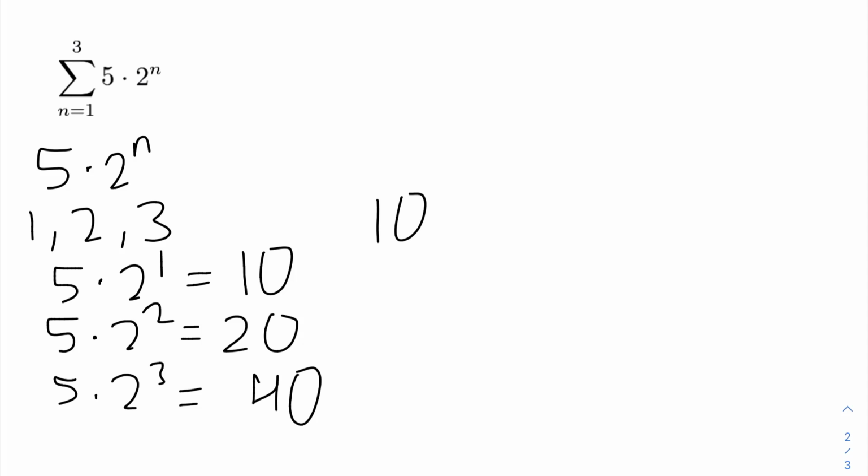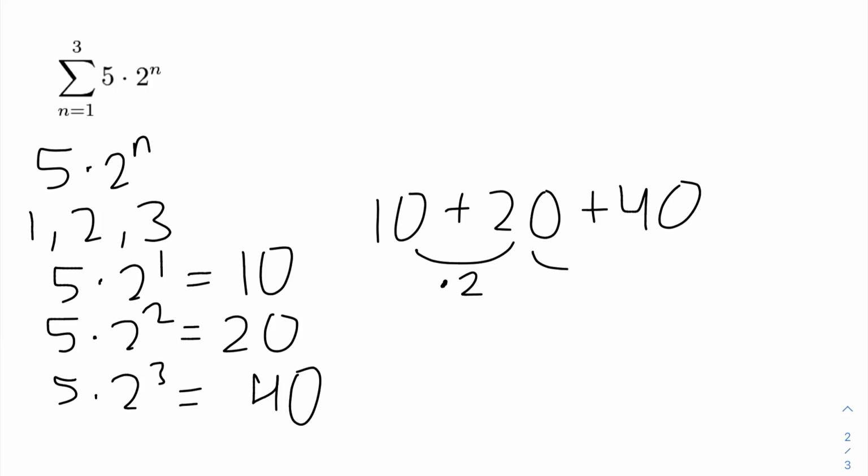So now we're going to have 10 plus 20 plus 40. Now notice that this time, this is going to be a geometric series because our starting value is 10 and each other term is 2 times the previous term. So this is just to show that sigma notation can be any series, not just an arithmetic series. Now the sum of 10 plus 20 plus 40 is just going to be 70. So our answer for this is 70.